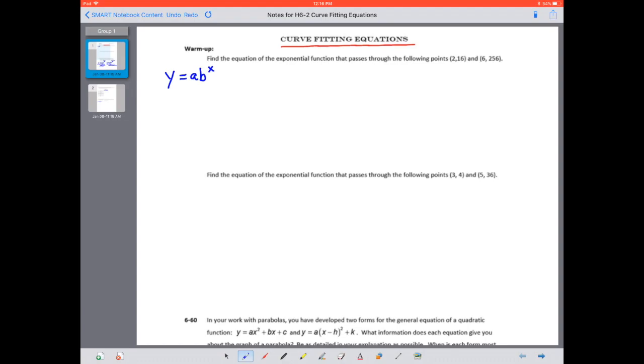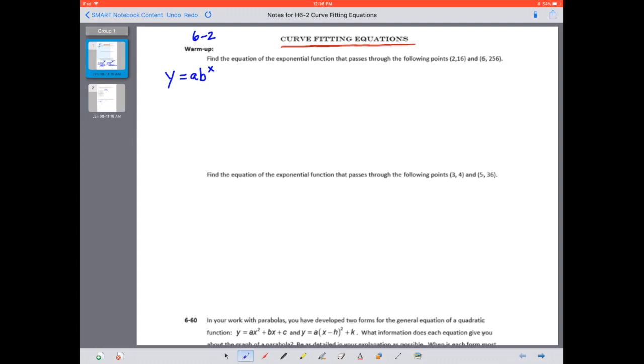Hello and welcome. We are going to look at curve fitting equations today. This is lesson 6-2. So starting out, we're going to do a couple of the ones that you're already familiar with. That is curve fitting with exponential functions.